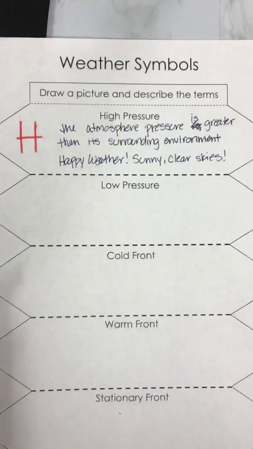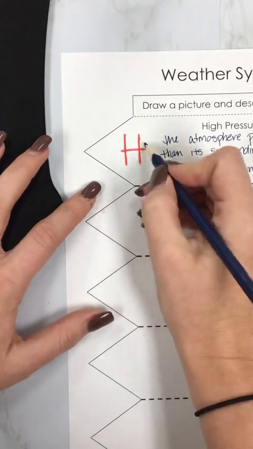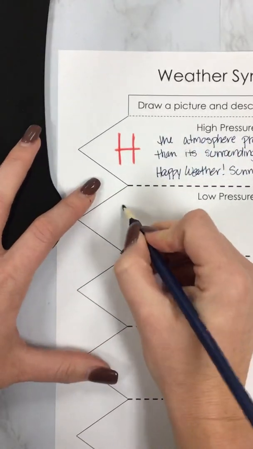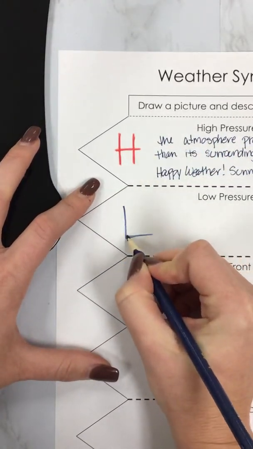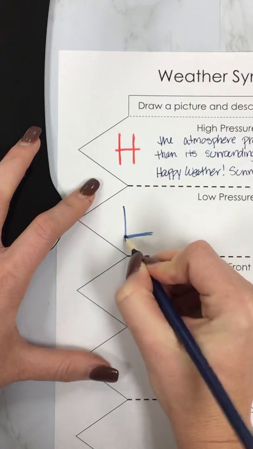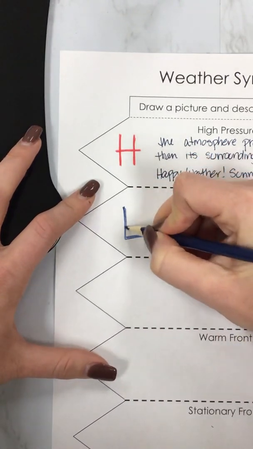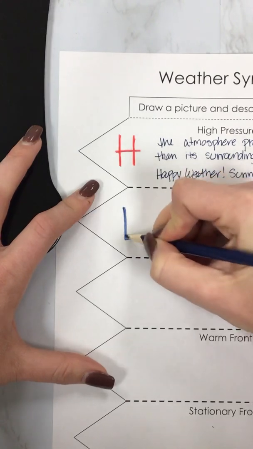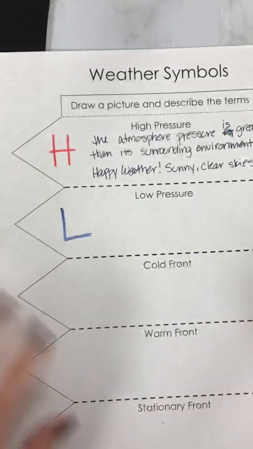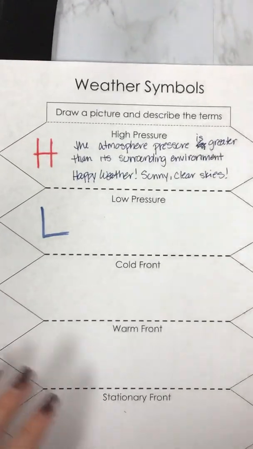Then we're going to move on to low pressure. So for the symbol, just like high pressure is represented with a capital H, low pressure is a capital L. And we usually do this in blue. Again, these have nothing to do with temperature. Pressure systems are, what does it look like outside?